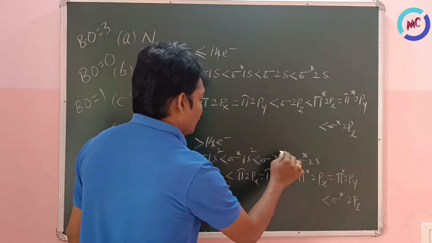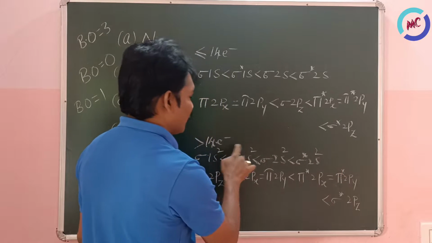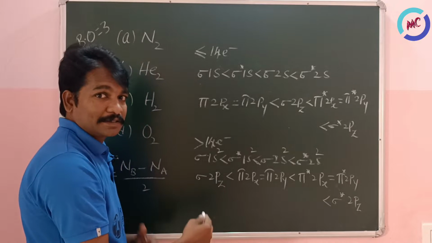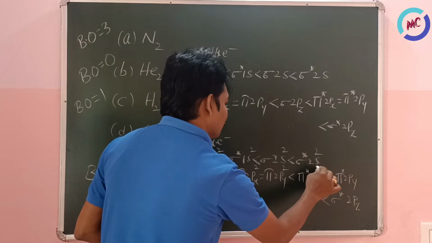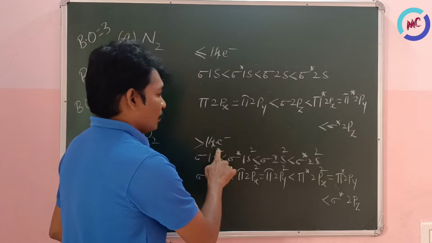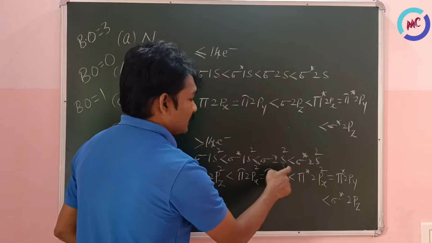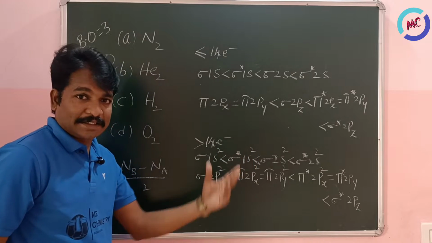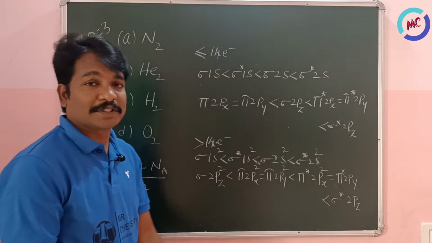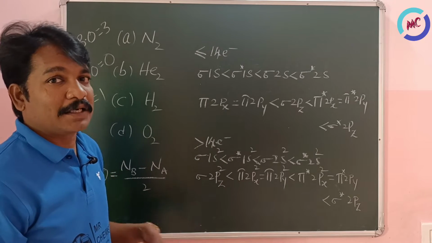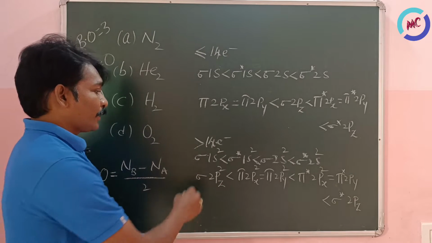2, 2, 2, 2, 1, 2, 3, 4. 4 twos are 8. Still 8 more are there. 2, 2, 2 and here 2. 1, 2, 3, 4, 5, 6, 7, 8 twos are 16. Now the 16 electrons are arranged like this. Now we have to check number of bonding electrons and number of antibonding electrons.